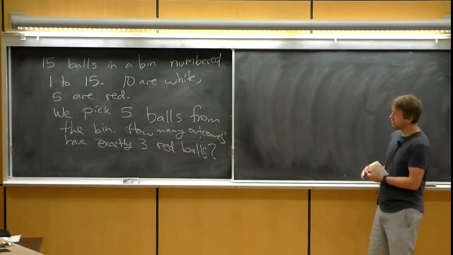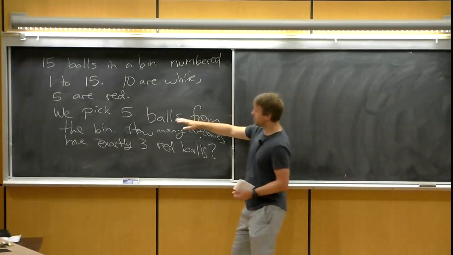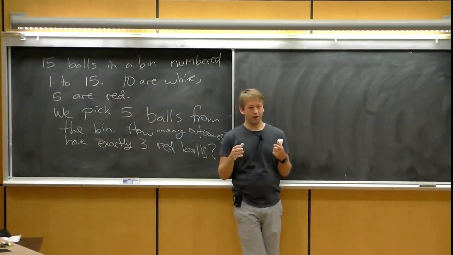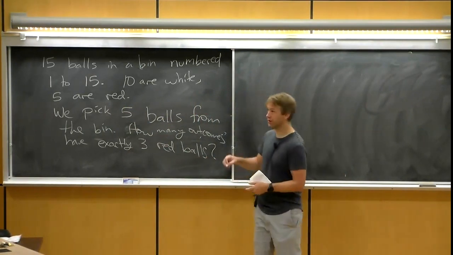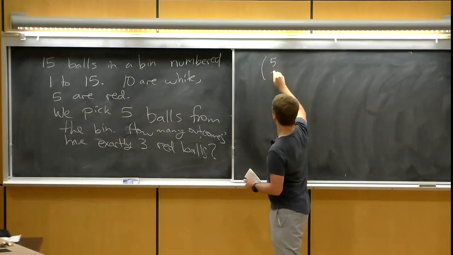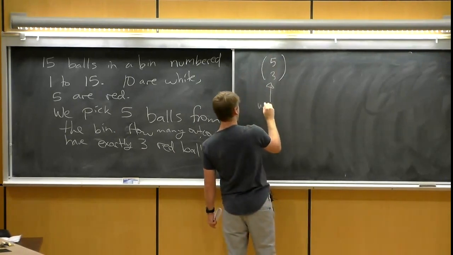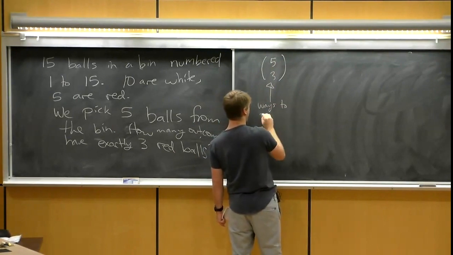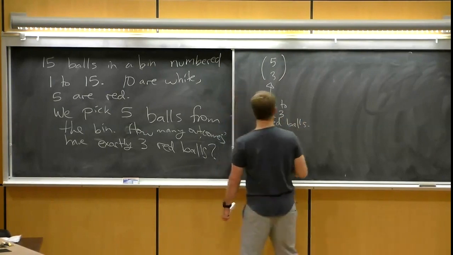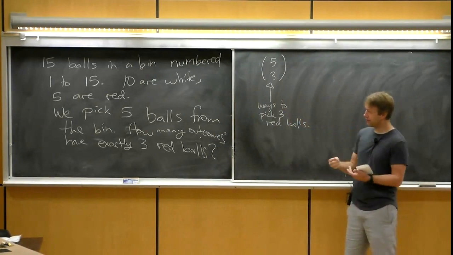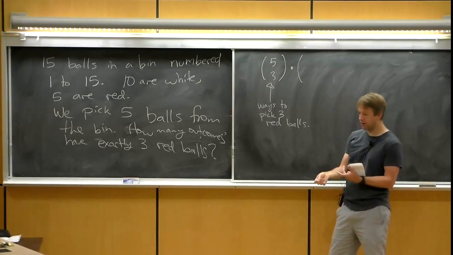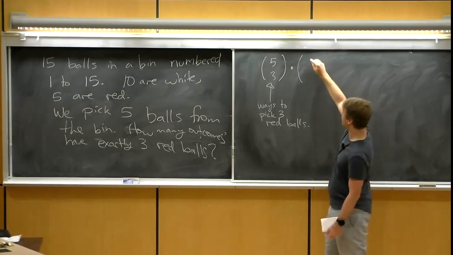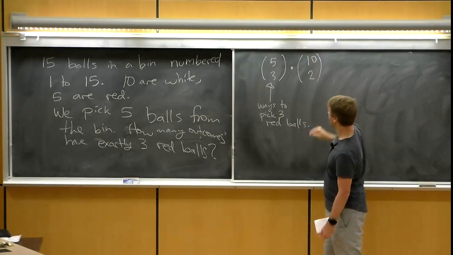In this case, it's not too bad actually. If you think about your 5 red balls, there's going to be 5 choose 3 ways to pick 3 of them. So that's the number of ways to pick 3 red balls. You can think of it kind of like a 2-step process. We're going to pick 3 red balls and 2 white balls. From the white balls, there's 10 of them, and you're choosing 2.